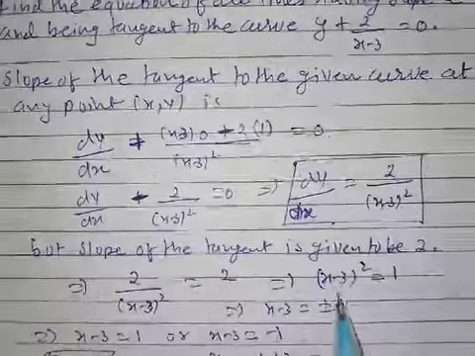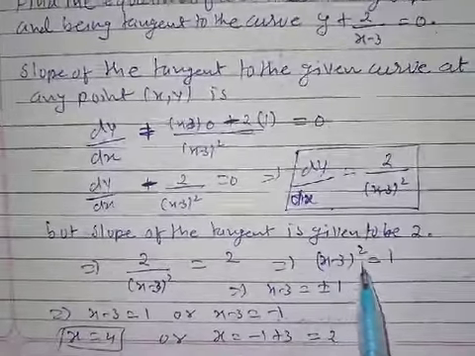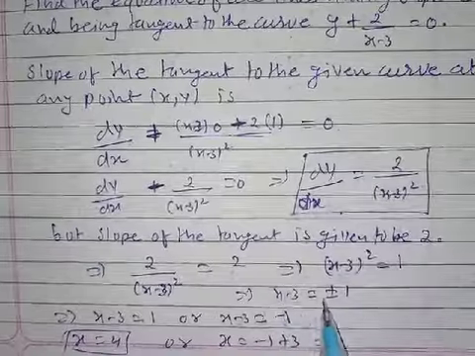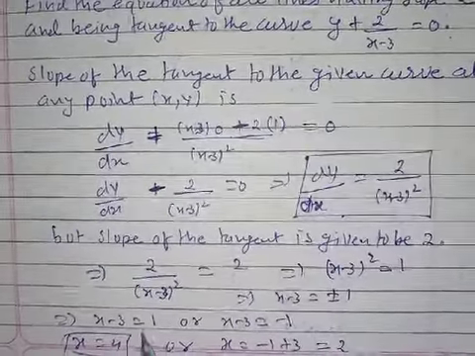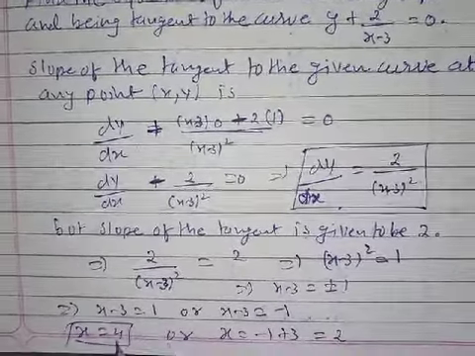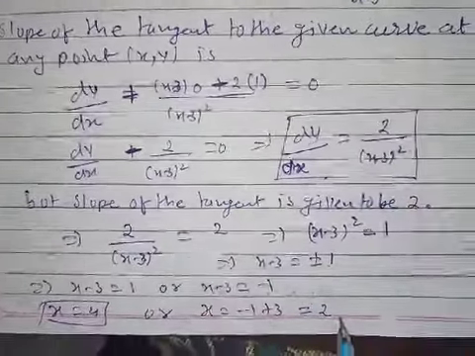These two will cancel out. So (x minus 3) whole square is equal to 1. So x minus 3 is equal to plus or minus 1. So x is equal to 4 or x is equal to 2.